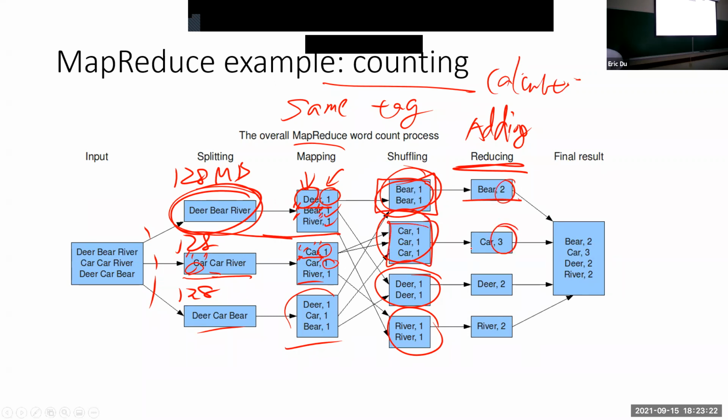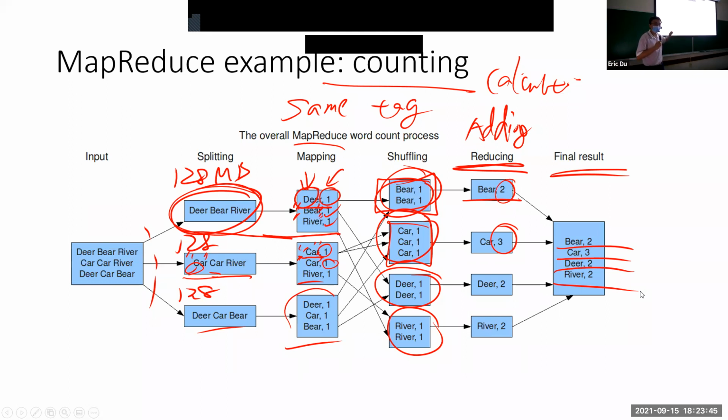This is more like, remember the guys that click? Now they're counting how many A&M fans, how many UF fans, right? So now they got this number. And then finally, they aggregate things together. Now I know beer 2, car 3, deer 2, river 2. That's map and reduce. You would think, why are we doing this?